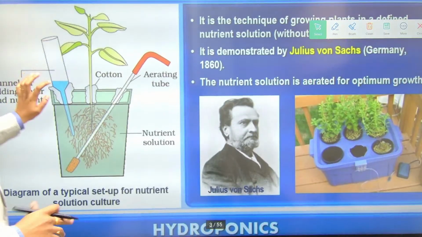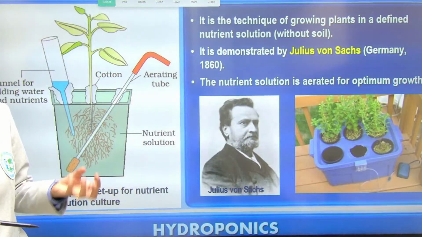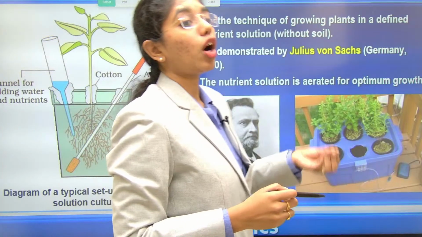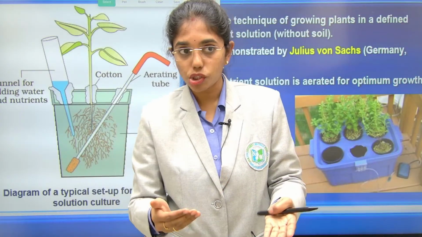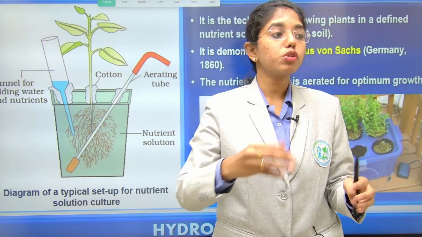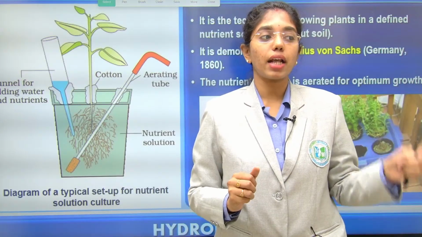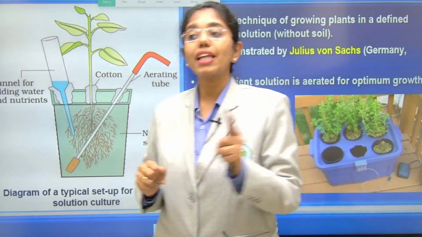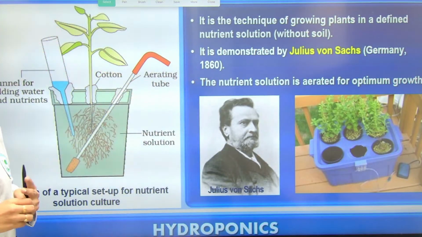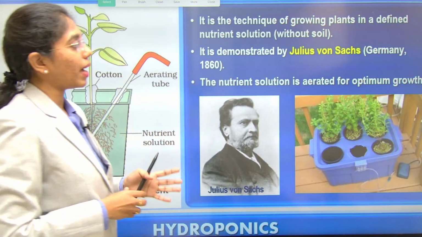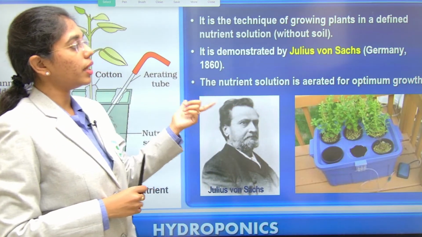So look here carefully. Firstly, what is hydroponics? This is the technique of growing plants in a defined solution by providing minerals and nutrients in varied concentrations. When you supplement the solution with minerals and nutrients in varied concentration, you will get to know by the presence or absence of any minerals or nutrients, the growth of plant is controlled, and the deficiency symptoms that are observed in the absence of those nutrients will tell you the importance of each essential element. Who demonstrated this hydroponics first? It is first demonstrated by Julius von Sachs in the year 1860.